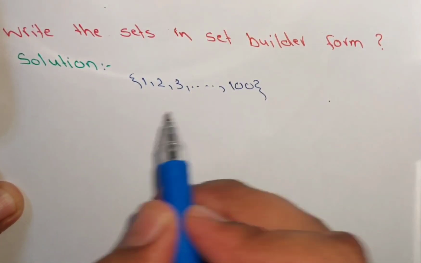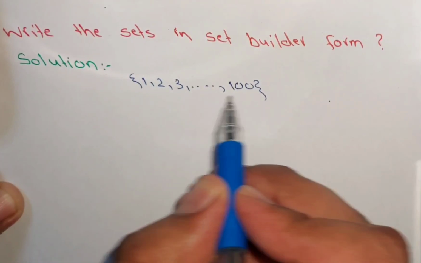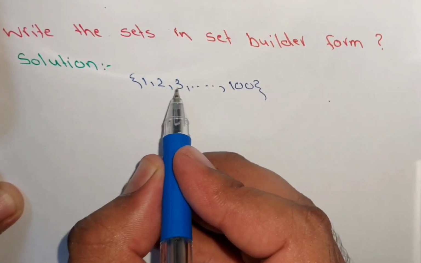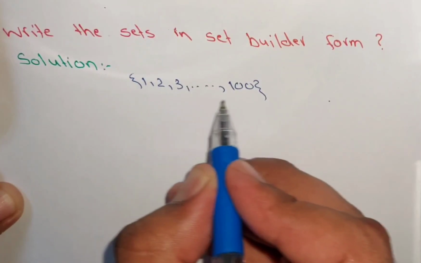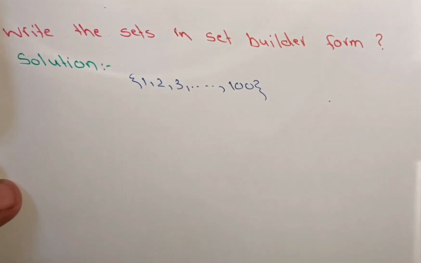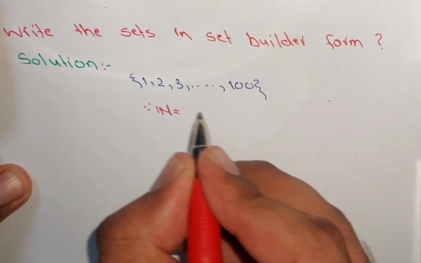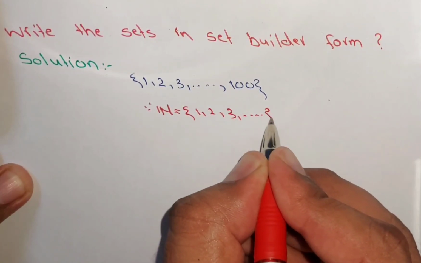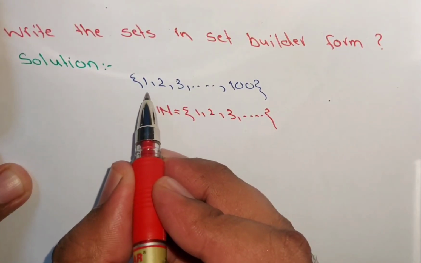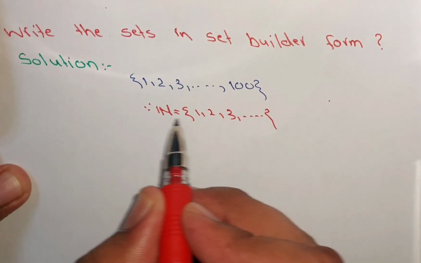To write this set in set builder form, we first need to figure out the sequence. This is the sequence 1, 2, 3 and so on up to 100. So this means it's a sequence of natural numbers. These are 100 natural numbers. And as we know, natural numbers are numbers which start from 1, and we have 1, 2, 3 and so on. So this is a set of natural numbers with 100 numbers.